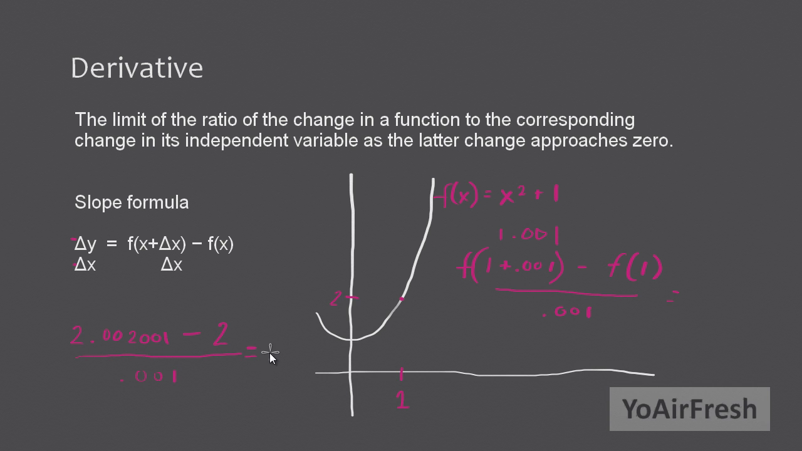This calculates to 2.001. So the slope right here that we're looking for at this point, you can say that that's roughly 2. Rise over run, if you measured it out, it would likely come out really close to 2.